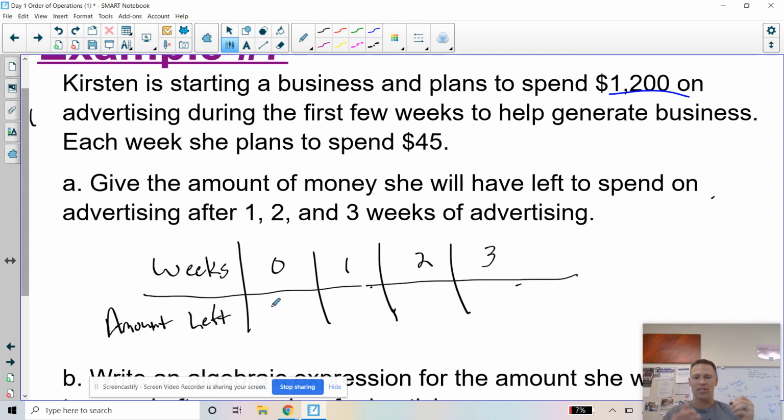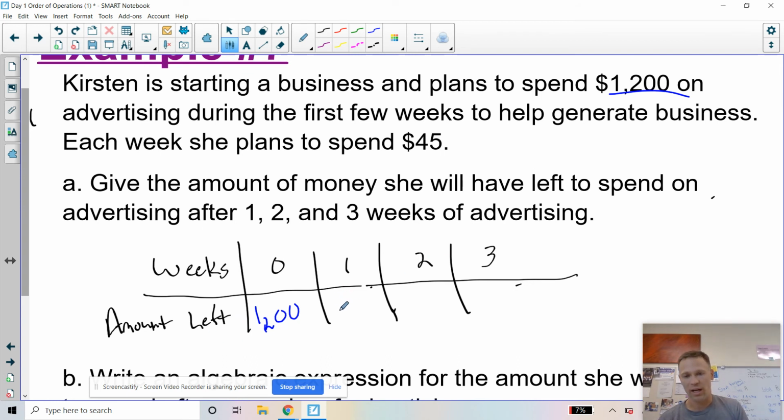And this is something that a business person might want to do. They might want to think to themselves, like, well, how much money am I going to have in this account as I go on spending money out of it, right? So this is a very real world application. So after no weeks have gone by, she hasn't spent any money. So it's going to be $1,200.